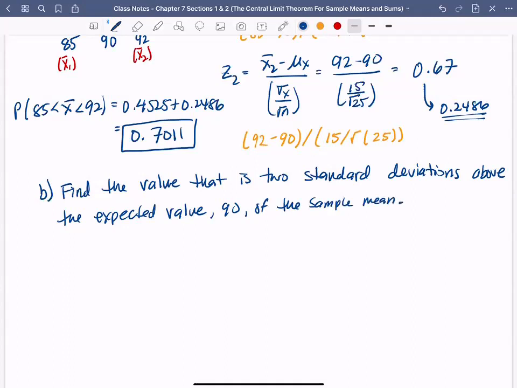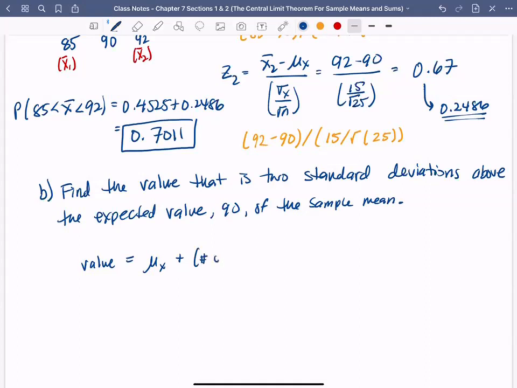So first off, we have to start thinking about what this really entails. I want to find the value. The value is going to be my average, my mean, plus, because it says above, right? Above the expected value means we're going to be adding standard deviations to it. If we were below, we would be subtracting the standard deviations.